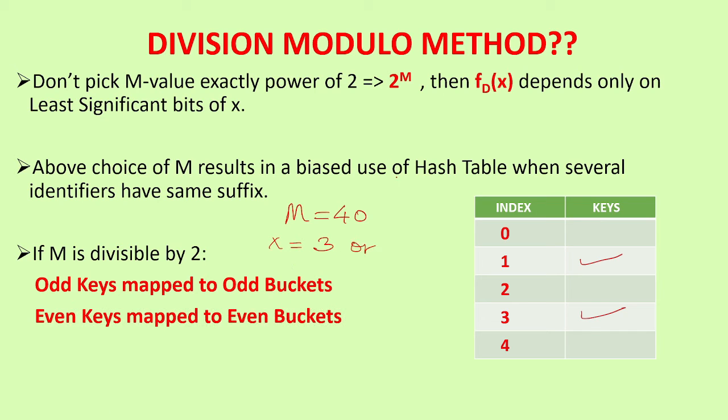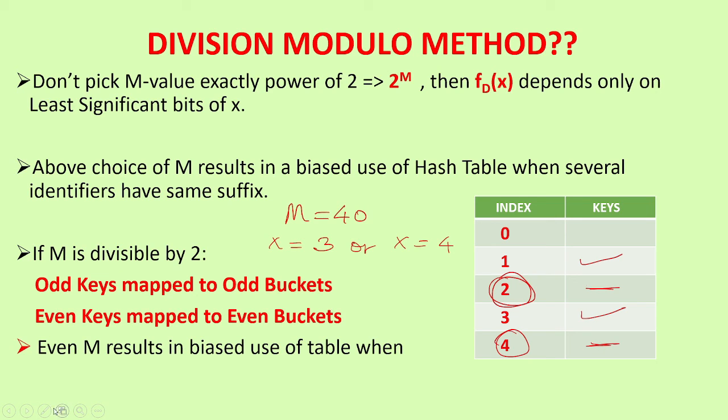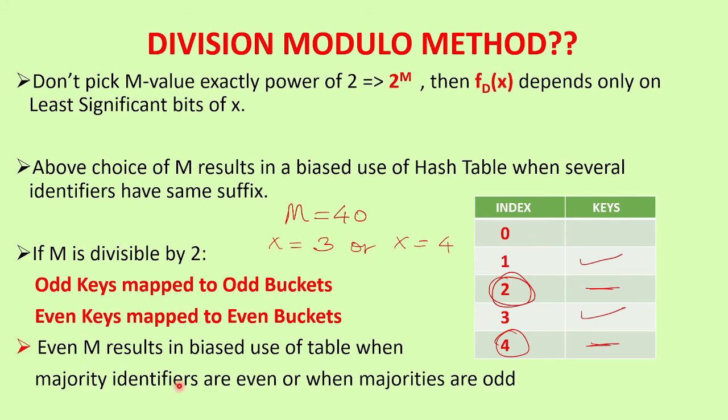And if you take even keys, suppose x equal to 4, it will always go to even places, that is, it will be stored at the even indexes. So again m results in biased use of the table. When the majority of identifiers are even, they will all go to even indexes. When you take all odd keys, they will go to odd indexes, wherever the odd indexes are. So again m will result in biased use of the hash table. Because of this problem, another method came into existence.